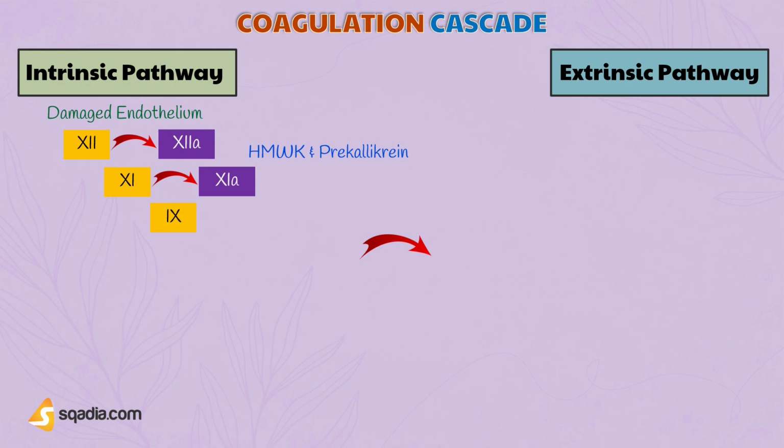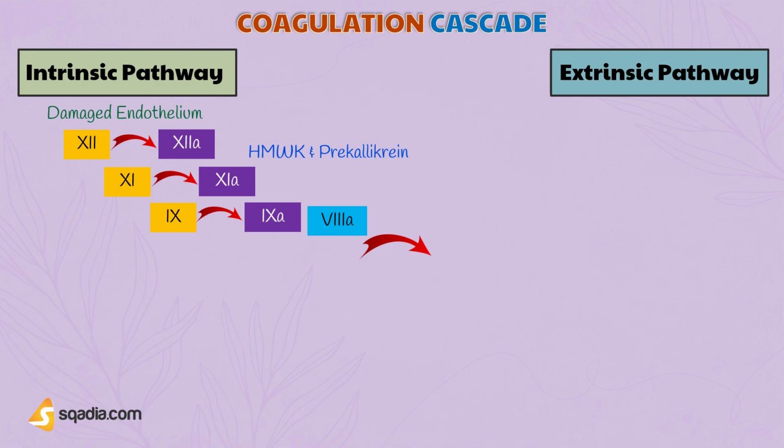Activation of factor 9. Activated factor 11, or 11a, continues the cascade by cleaving factor 9 into its activated form, which is known as activated factor 9, or 9a. This cleavage reaction occurs in the presence of calcium ions, platelet phospholipids, and another cofactor called factor 8.